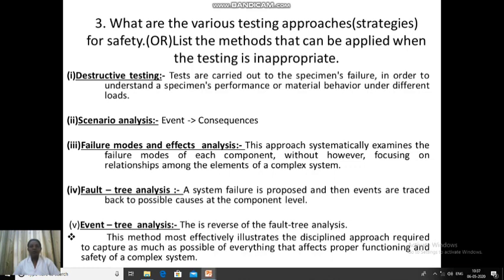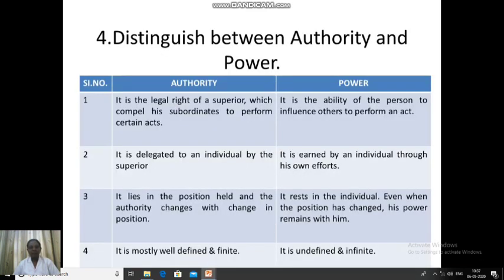This method most effectively illustrates the disciplined approach required to capture as much as possible of everything that affects proper functioning and safety of a complex system. Fourth question is, distinguish between authority and power. Authority is the legal right of a superior which compels his subordinates to perform certain acts.